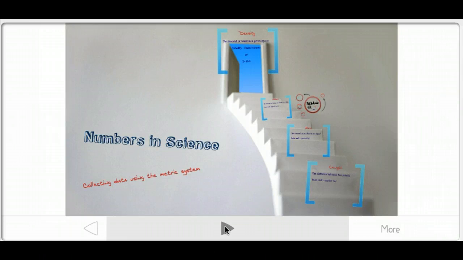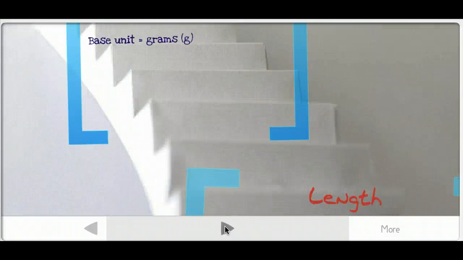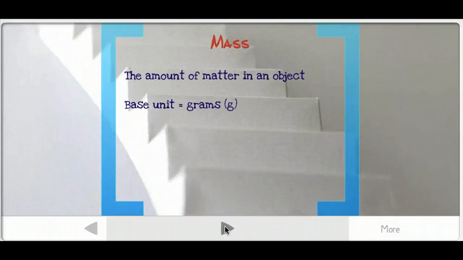So I'll remind you, previously we've talked about length, so we know that as a distance between 2 points. Today we're going to focus in on mass. And our definition for mass is the amount of matter in an object. And the base unit, if you remember the metric ladder, the base unit is in the middle. So the base unit is going to be grams for mass.